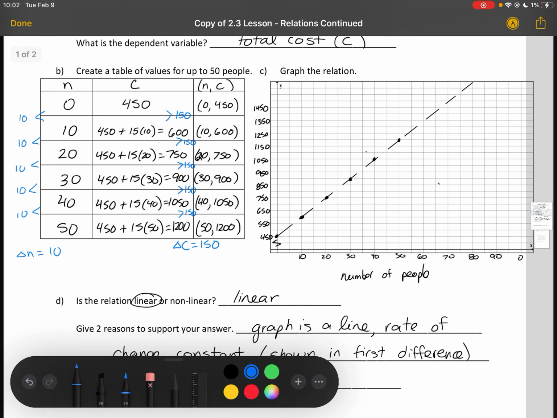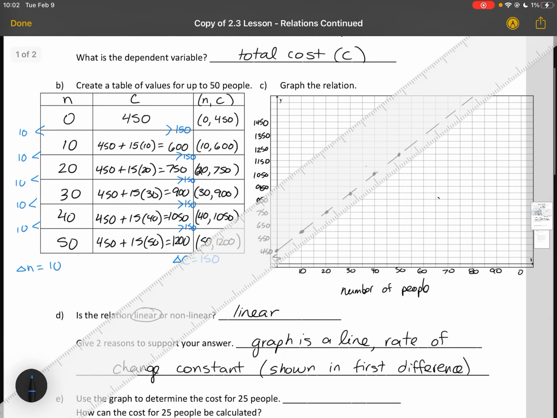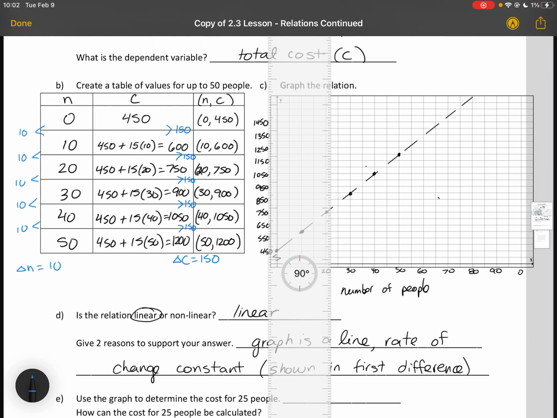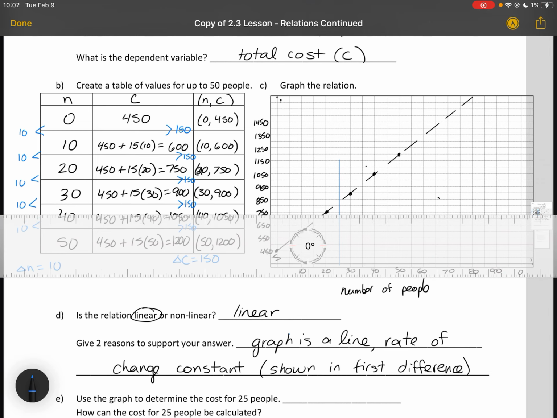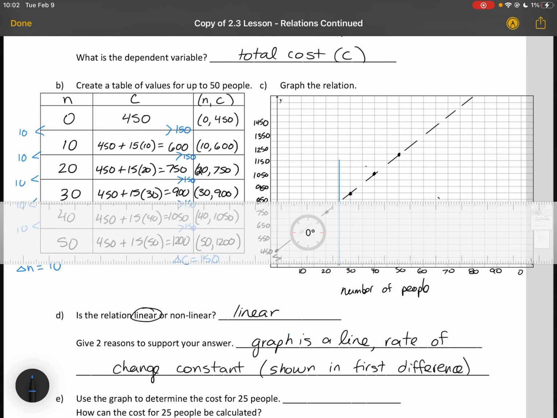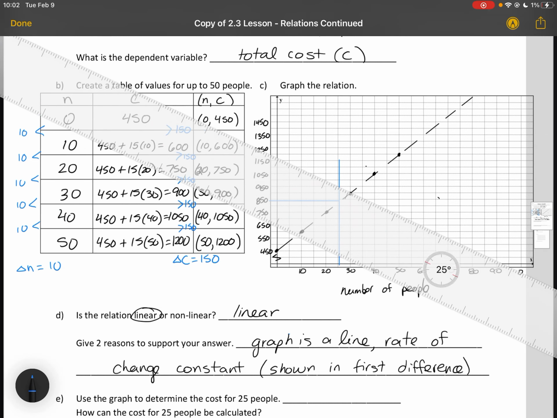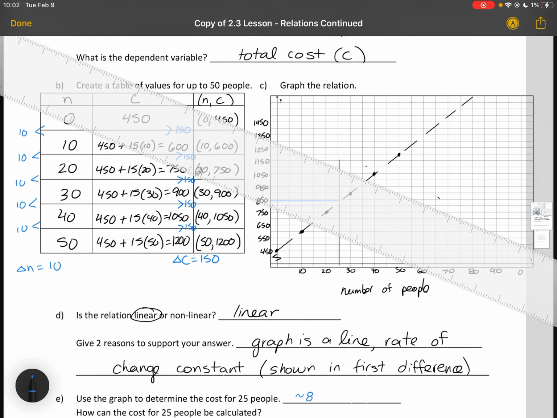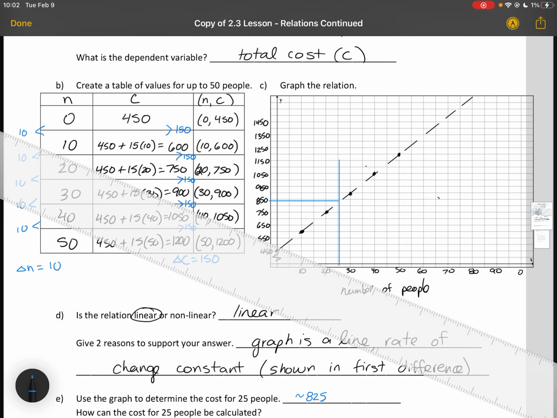The next thing I'm going to do is use the graph to figure out the cost for 25 people. So using my ruler again, I'm going to go to 25 people, and I'm going to draw a line that goes right up to my graph. Then I'm going to turn the ruler horizontally, and I'm going to go to right where it meets my line, and I'm going to go over to my y-axis. And so I would probably estimate this is about 825. Okay.